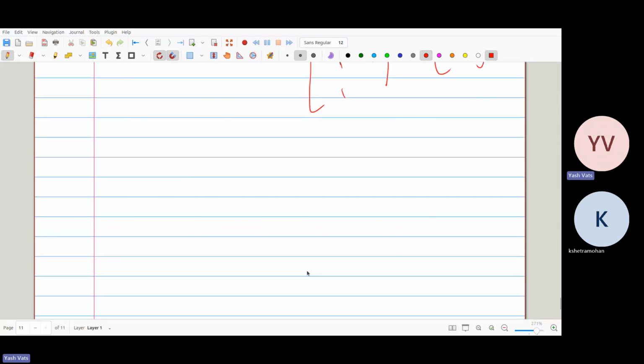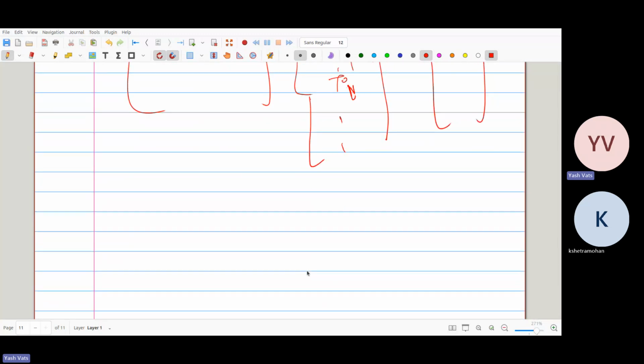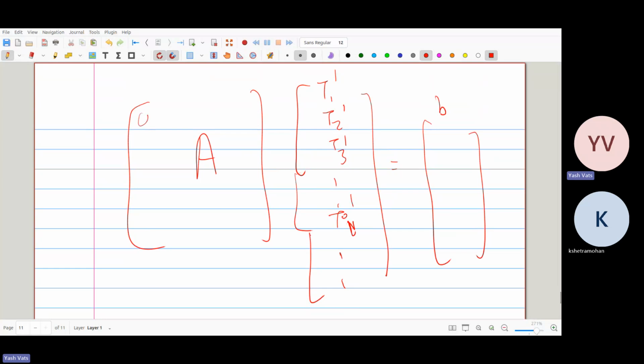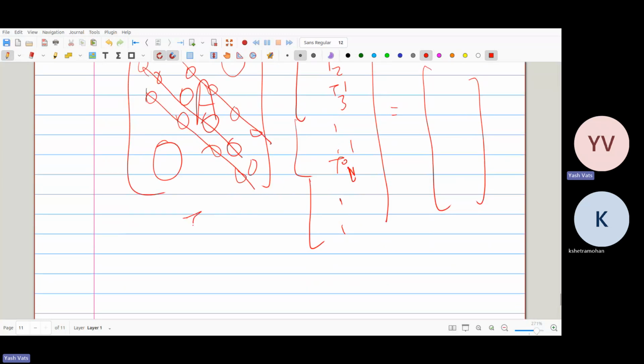So you end up having a tridiagonal matrix. What does a tridiagonal matrix mean? You do have entries over here, over there, over there, and that's all 0. Okay, so you do have these 3 entries and that's all 0. That is called a tridiagonal matrix.